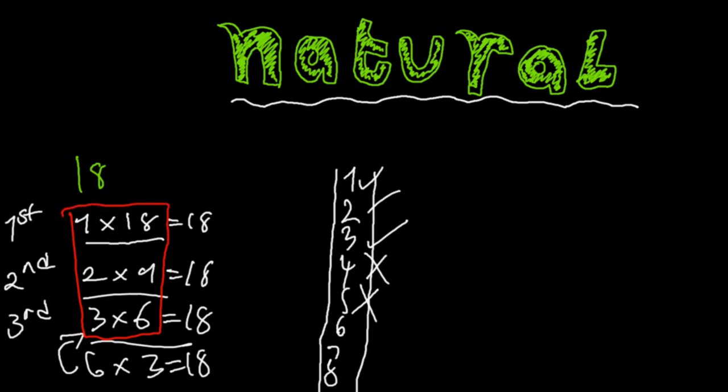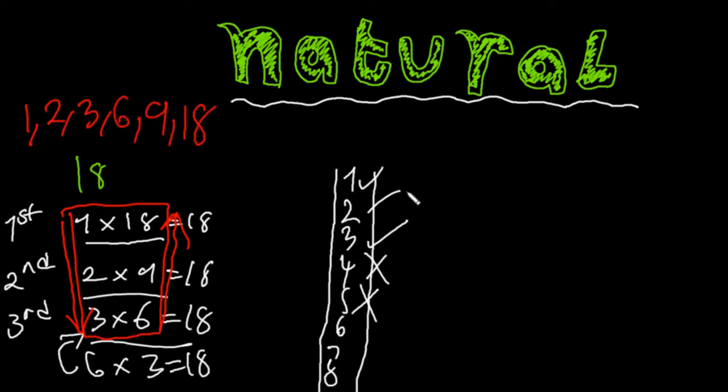And furthermore, we're going to list our factors of 18 here. And notice here that our factors of 18, they go in ascending order on the left side, 1, 2, 3, and on the right side it goes 6, 9, 18 in ascending order. So our factors are 1, 2, 3, 6, 9, and 18.